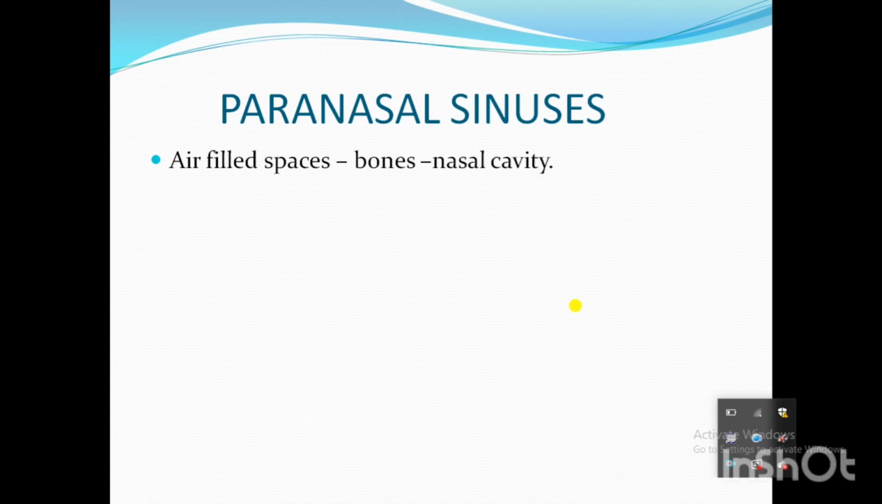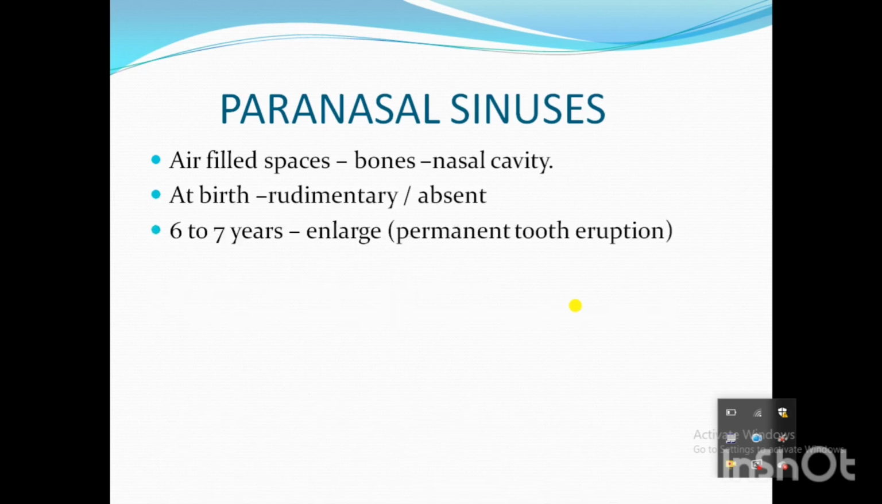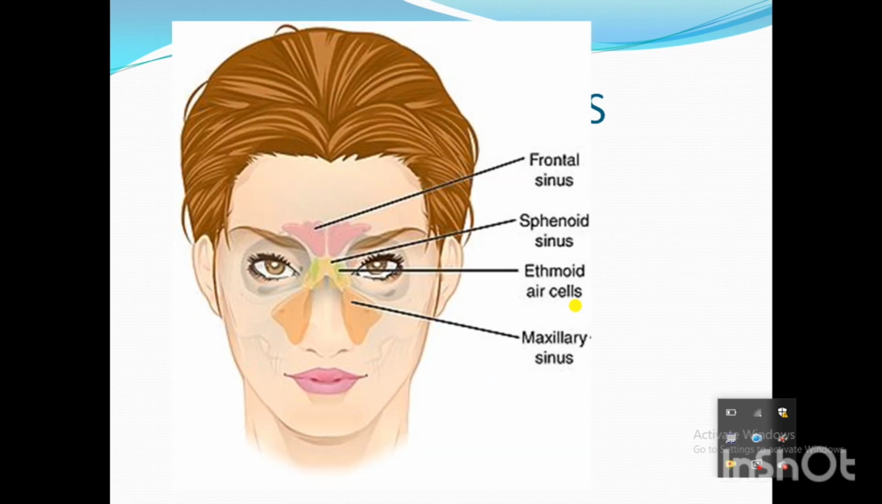At birth, it is absent or rudimentary. Rudimentary is nothing but underdeveloped. At the age of 6 to 7 years, it enlarges, that is at the time of permanent tooth eruption. There are 4 paranasal sinuses: the frontal sinus, sphenoidal sinus, ethmoidal sinus and the maxillary sinus.